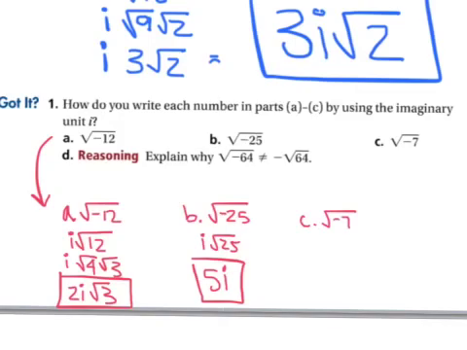And we've got the square root of negative 7. Jordan? I have square root of 7 i. Yeah, and you can't simplify it anymore, so you just stop right there.